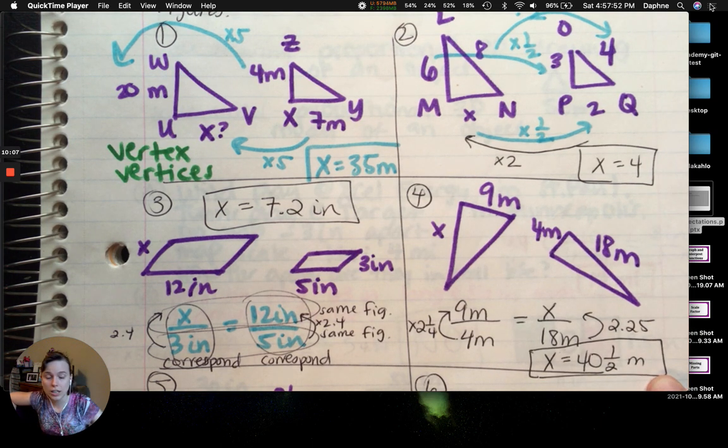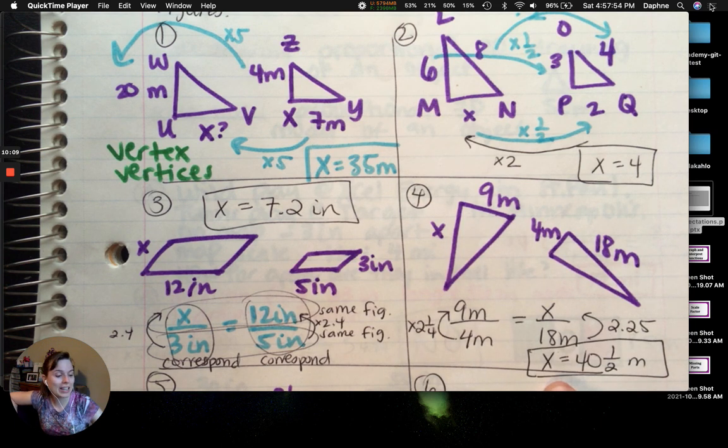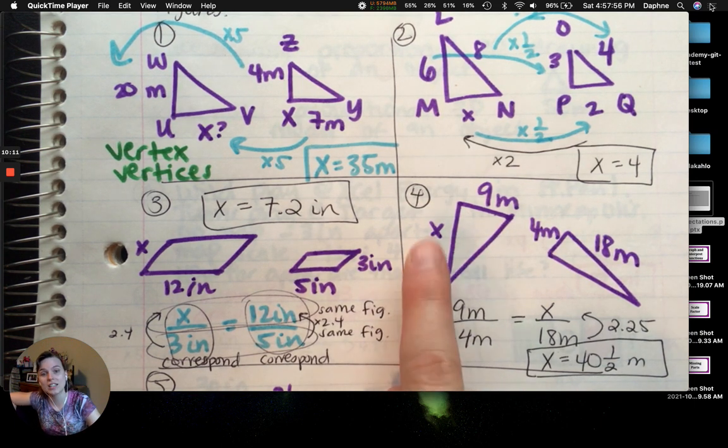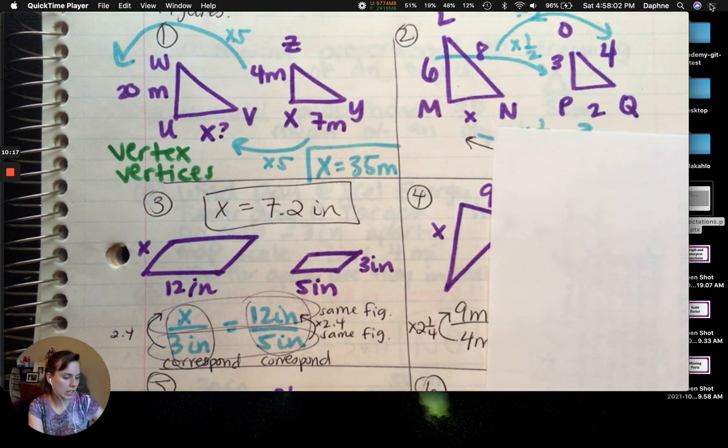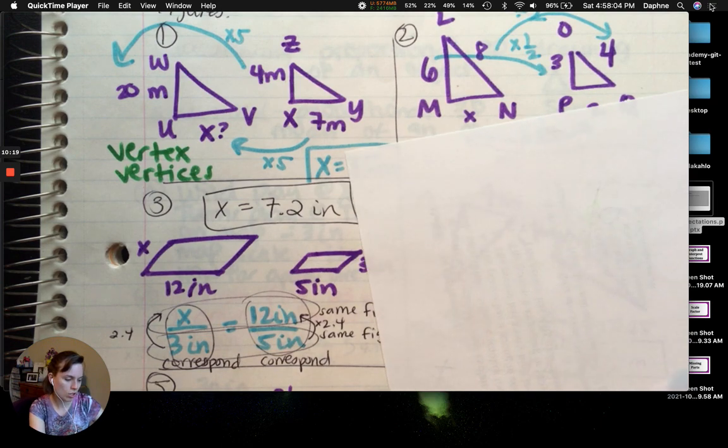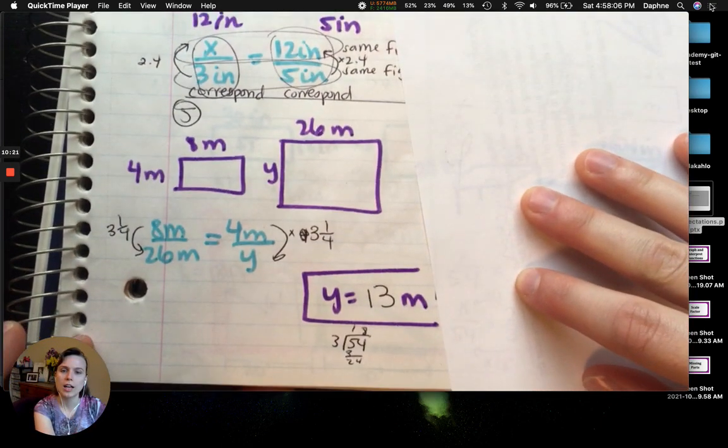Stick that meters on there, stick the x equals, because that's the variable they gave us. If they gave us a different letter here, I would put a different letter here. Okay, and our last two. There we go. Example 5.